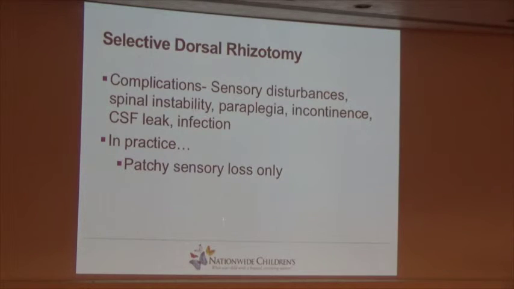Complications. In the interest of complete disclosure, complications include sensory disturbances and spinal instability. Spinal instability can, depending on who you read, occur in up to 10% of patients, though since going to 1 to 2 level laminectomies, we have had very few patients with evidence of spinal deformities. Other complications include paraplegia or incontinence and CSF infection. In practice, patchy sensory loss is the only one that you see on a consistent basis, and this patchy sensory loss does get better within 1 to 2 weeks after surgery.